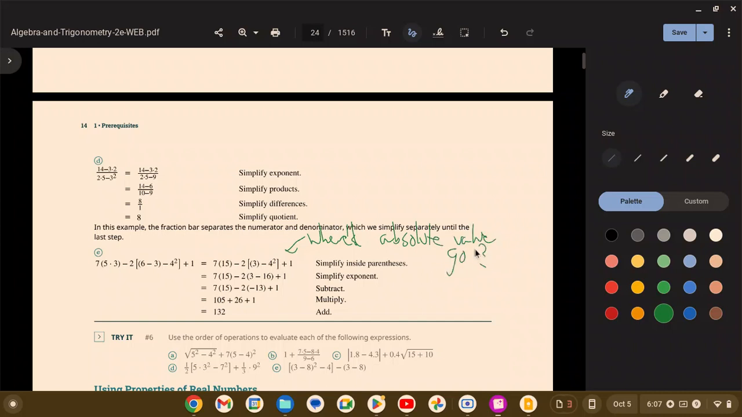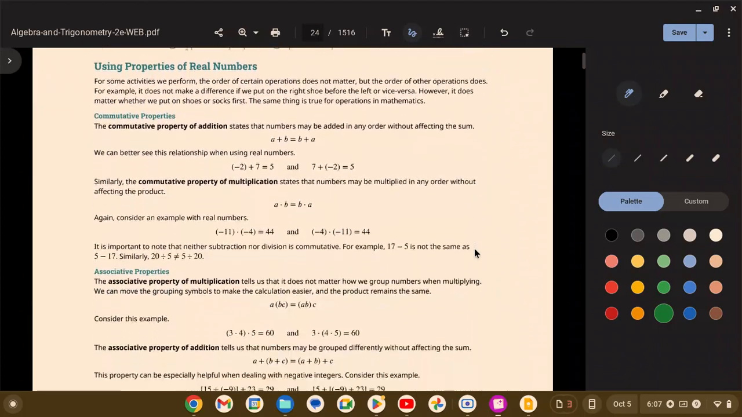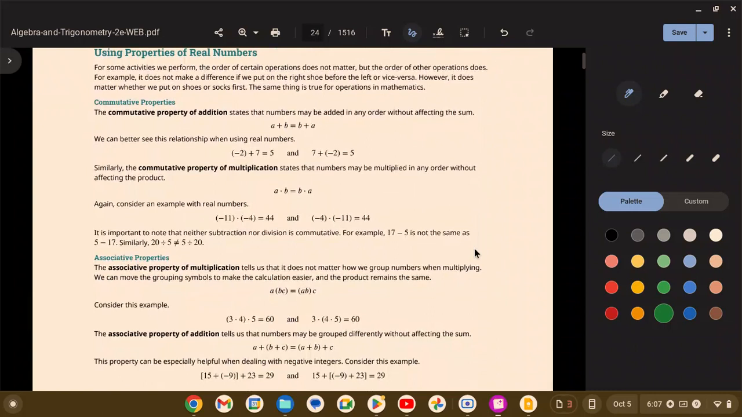Okay. Right. Using properties of real numbers. For some activities we perform, the order of certain operations does not matter, but the order of other operations does. For example, it does not make a difference if we put on the right shoe before the left or vice versa. However, it does matter whether we put on the shoes or socks first. The same thing is true for operations in mathematics.